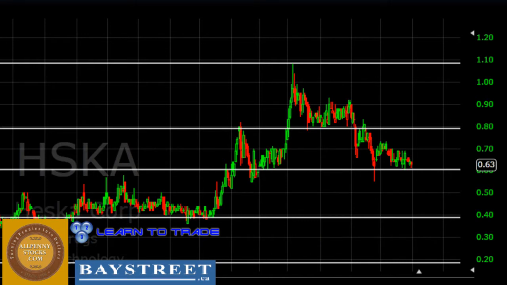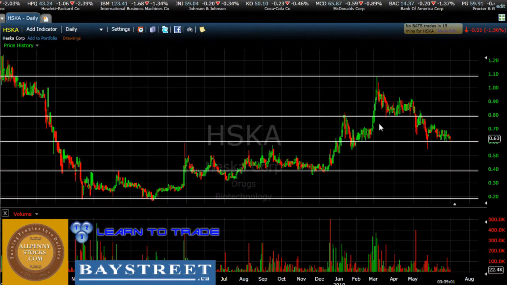So volume will be very important to keep an eye on in this stock. And if we do see a good amount of volume come into the picture, I wouldn't be surprised if this stock rallied at least 20 or 30 cents, if not a little bit more than that.